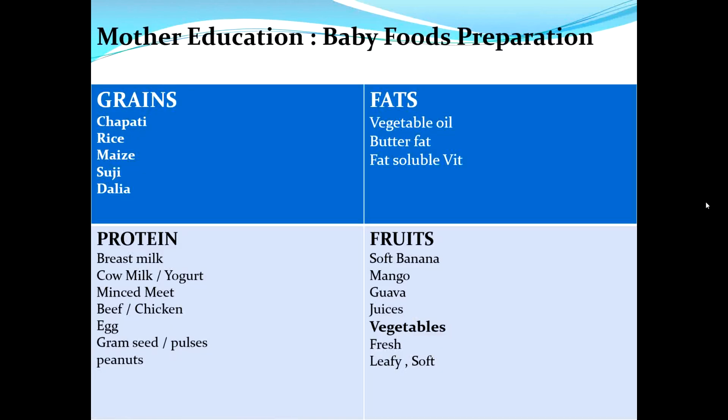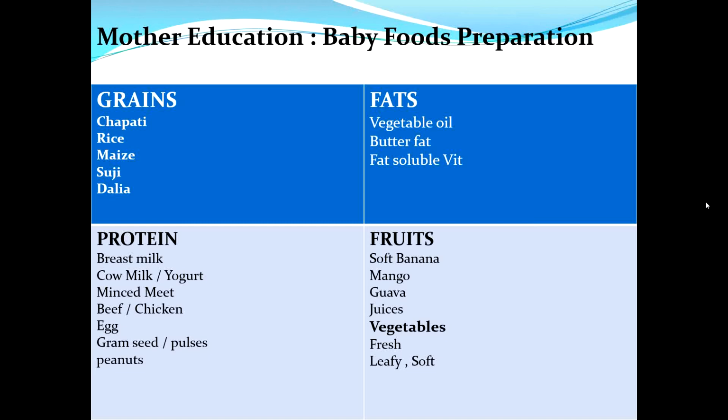Now, what should be taken? The mother education is very important. The mother should be told that among the grains, the baby can be given either rice-based food or wheat-based chapati or maize or suji or dalia. All of them are important grains for a child's growth and requirements.